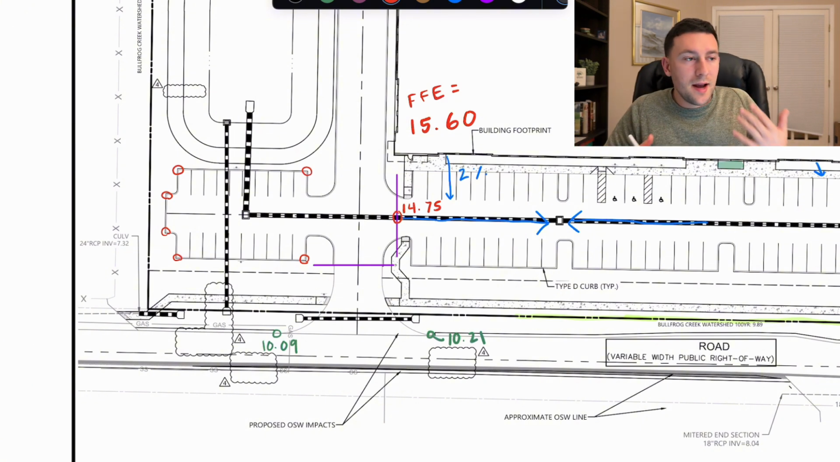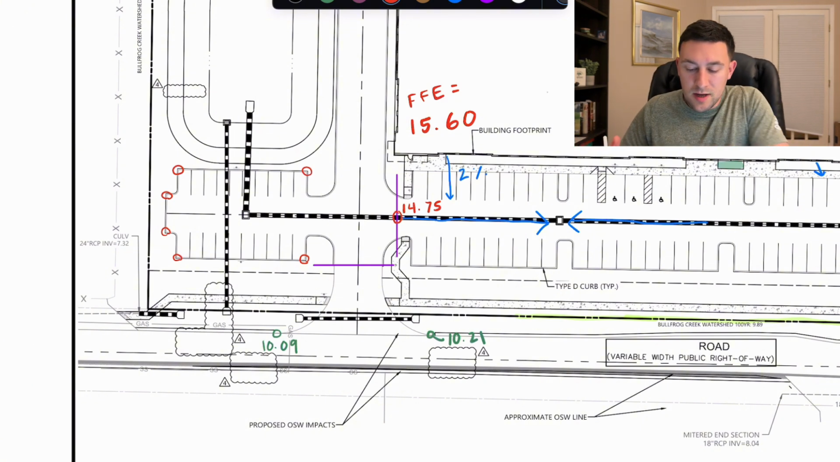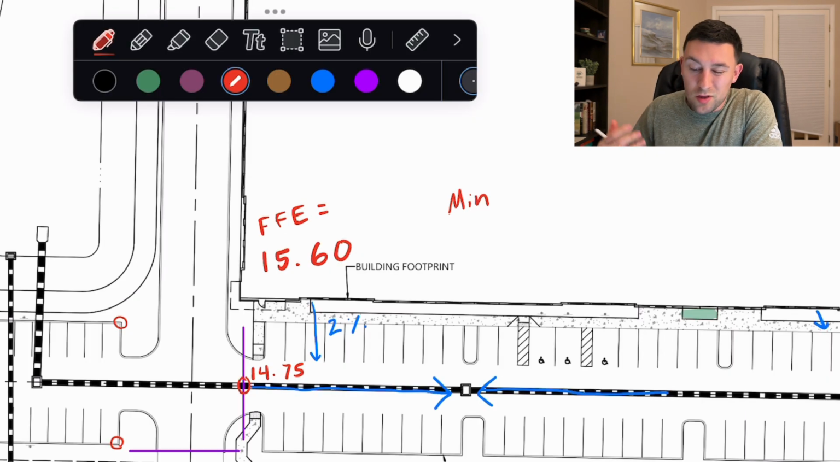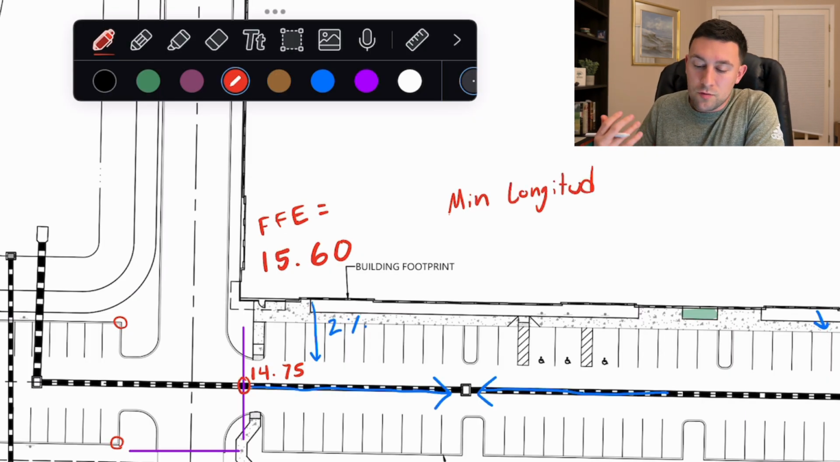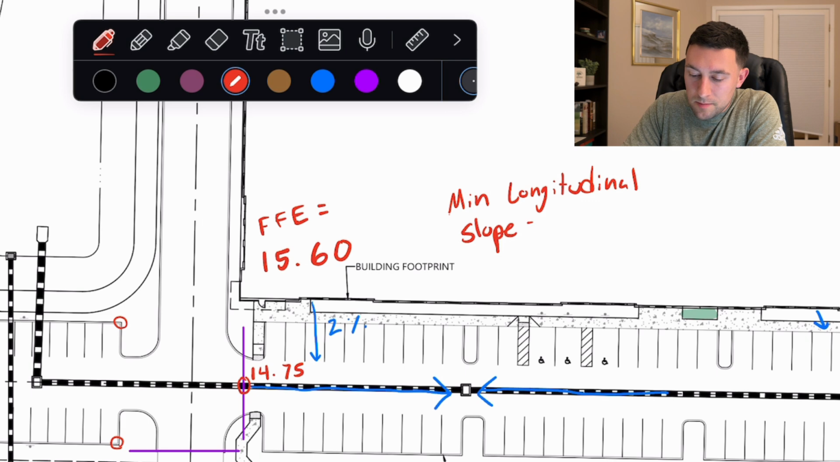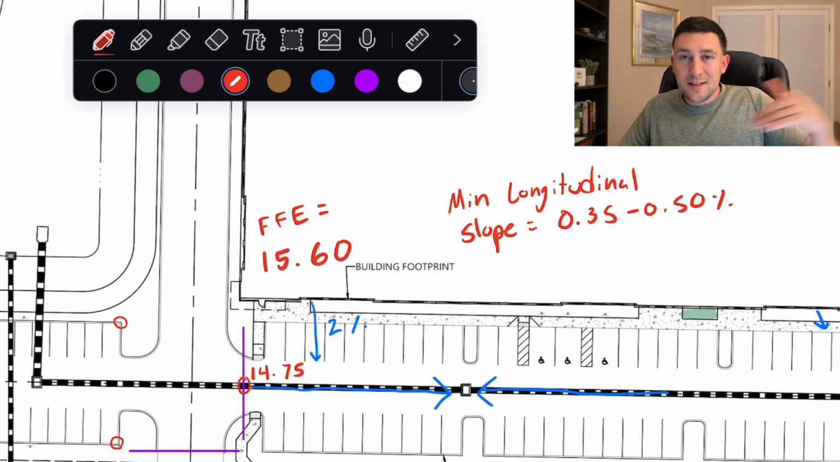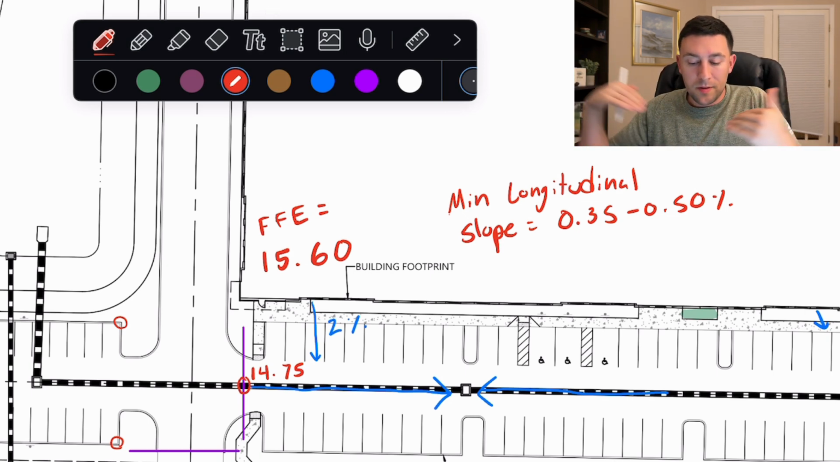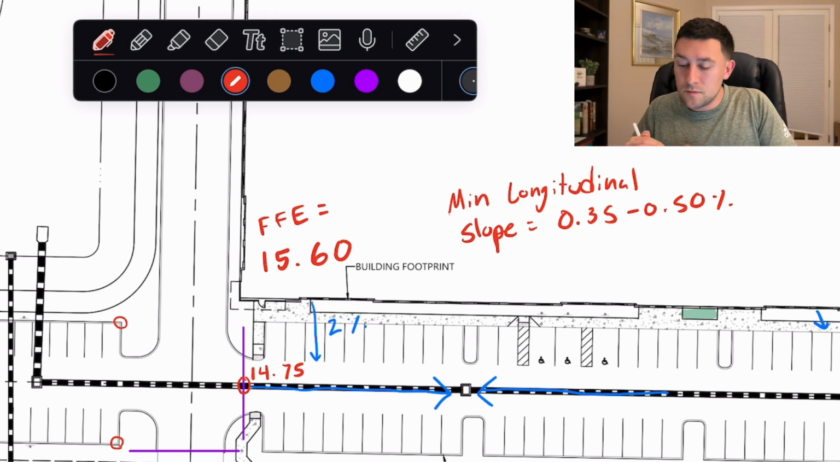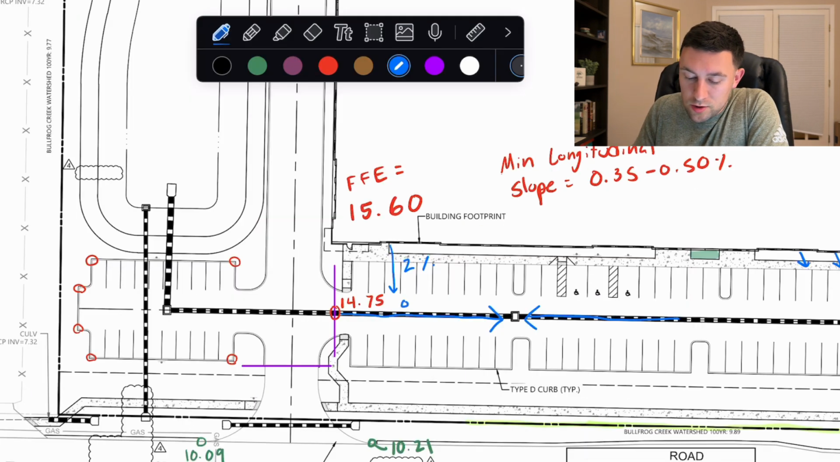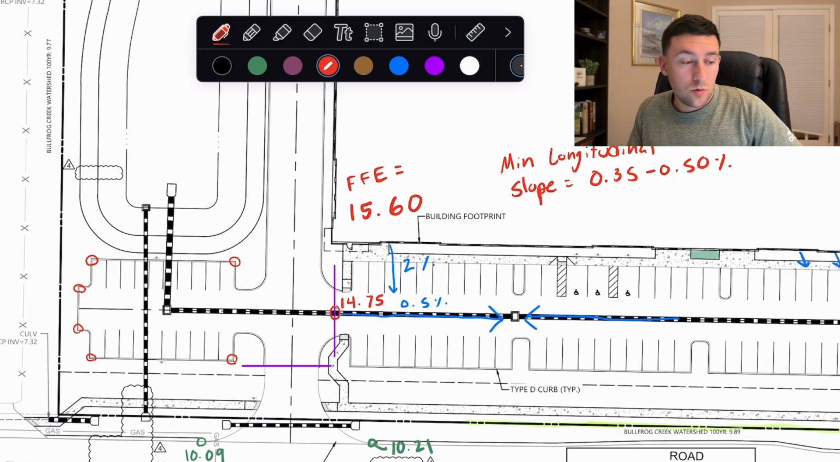Here it kind of goes back to some of our minimums and maximums that we're setting. So typically with longitudinal slope on an inverted road, we can be anywhere between 0.35% to 0.5%. And again, that's the longitudinal slope. It's not the cross slope. Do not get that confused with the cross slope. We are sloping from this 14.75 to this inlet. I want to use 0.5% because I really want water to go to the inlet.